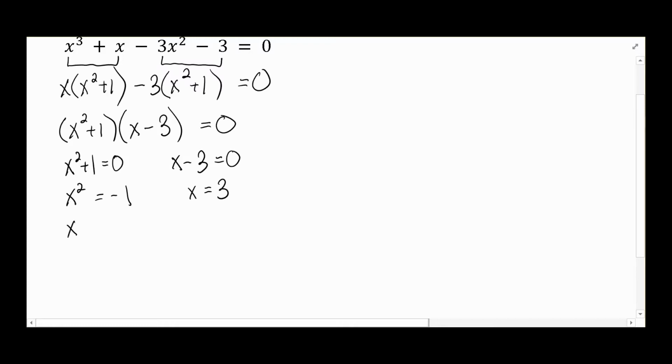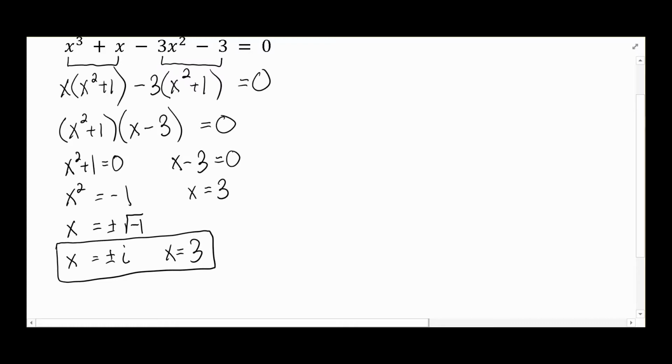To solve this, we take the positive and negative square root of both sides. And of course, the square root of negative 1 is i. So this gets us our 3 answers we were expecting. We're getting positive i, negative i, and 3.